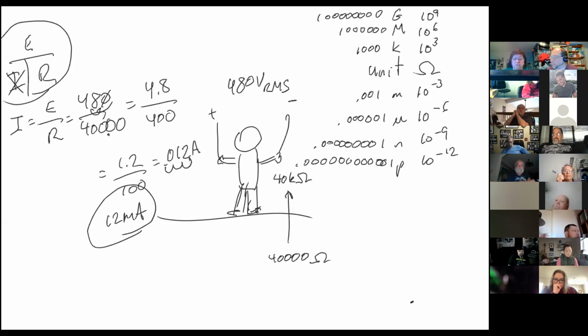So we just played around with our decimal places a little bit. 1.2 divided by 100 is 0.012. We slide the decimal place over 3 places, and that becomes milli. And now we have 12 milliamps. All right, anyone take a guess as to what 12 milliamps might do to me?